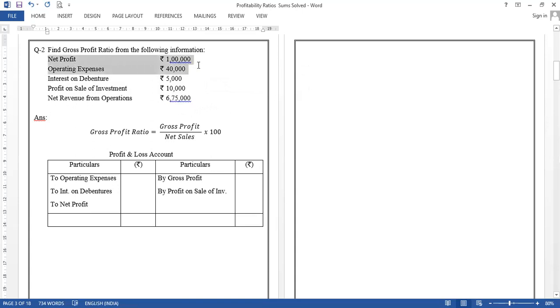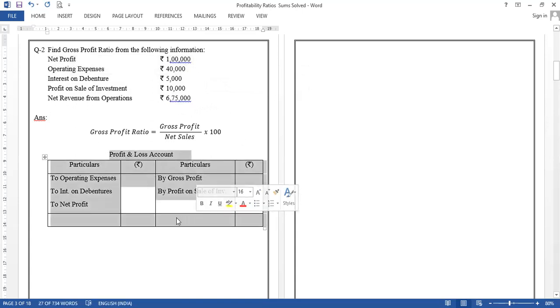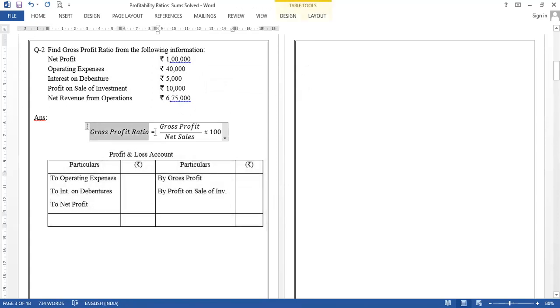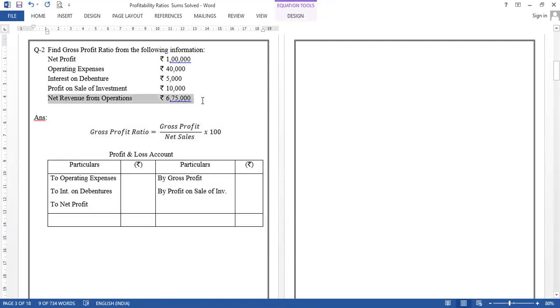Because net profit is given, what I prefer is to prepare a P&L account in rough as a part of the working, and from there we can calculate the gross profit, because the formula for gross profit ratio is gross profit upon net sales into 100. For net sales, we are given the net revenue from operations directly, so we need to calculate the gross profit. So let us put the values over here one by one. Net profit can be seen as rupees 1 lakh.